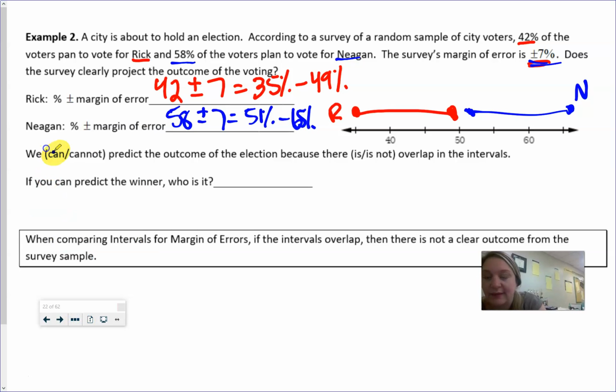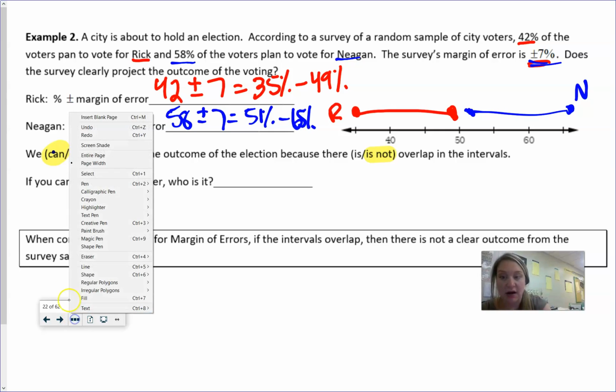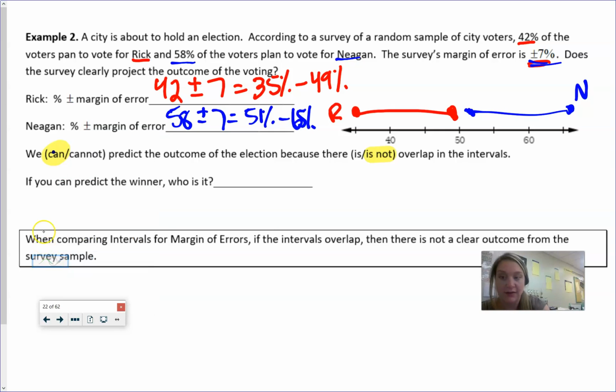We can, there we go. We can predict the outcome because there is not an overlap. Okay, so Rick and Negan, their intervals are separated. They never ever overlap with each other. So no matter what interval I look at, who is always the winner? Negan, right? Negan is always ahead of Rick.